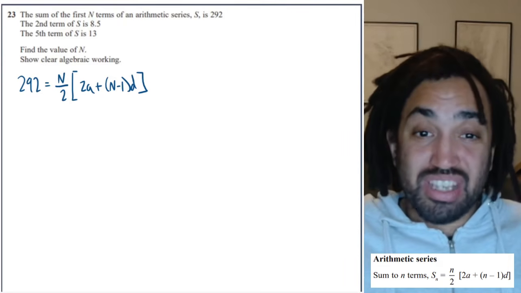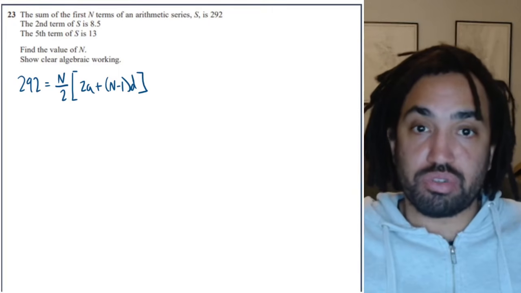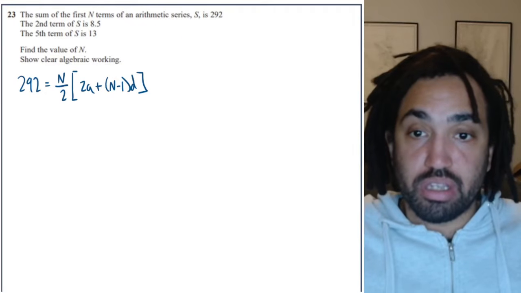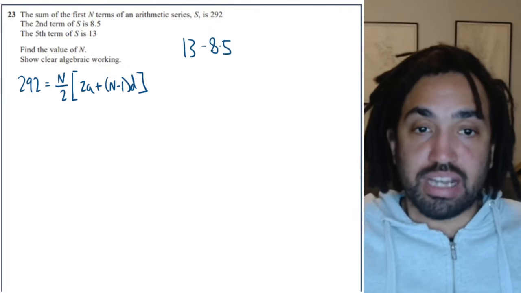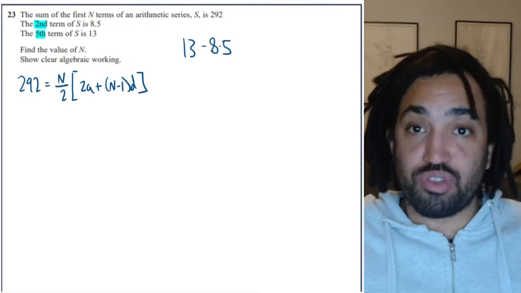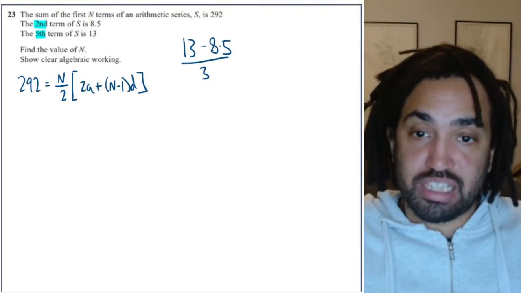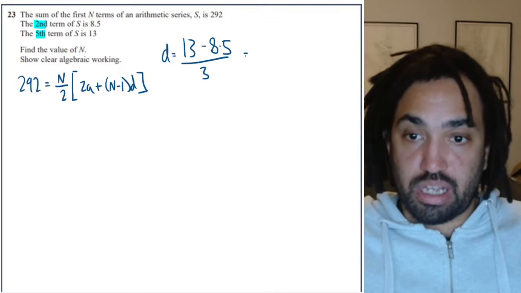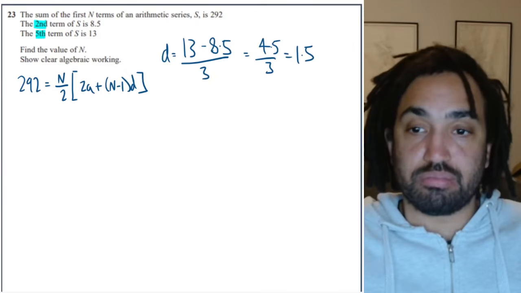Okay, so the easiest way to work out the difference if you've got two terms is just to subtract one from the other and then divide by how much space there is between them. So if I do 13 minus 8.5, that takes me from the second term up to the fifth term. So that's 3 jumps along. So if I divide that by 3, that is going to give me my difference. And that is 4.5 over 3. So the difference is 1.5.